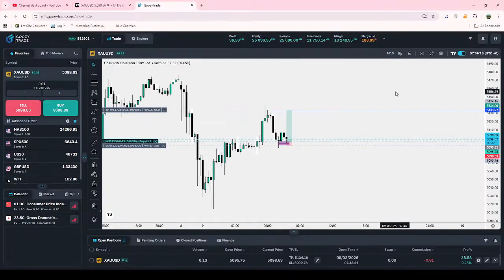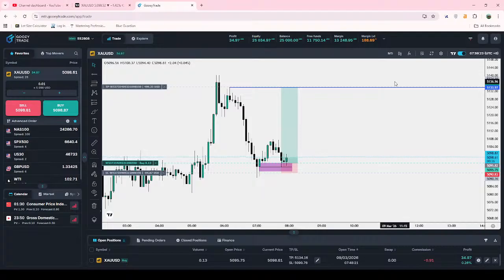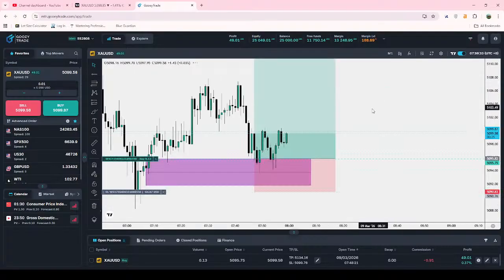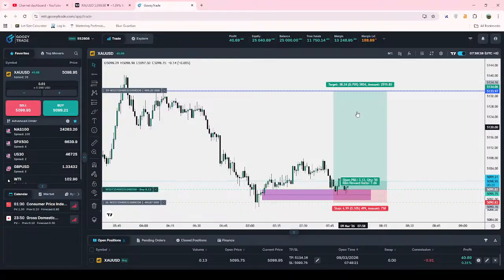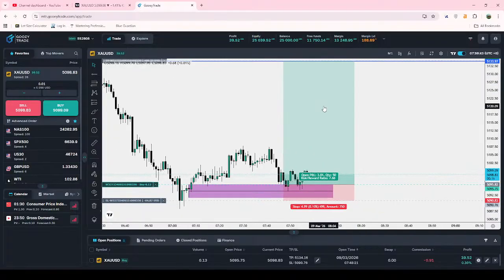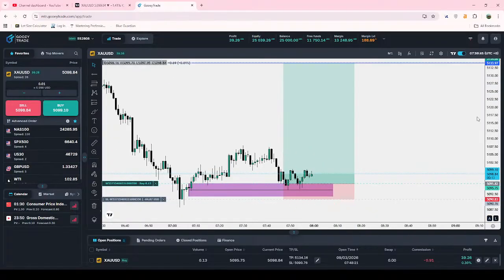Looking on the 15 minutes time frame, there has not yet been any kind of market structure shift. On 5 minutes time frame, there has been a market structure shift like here. On 1 minute time frame, we have completed a bearish cycle, and now we are trying for a bullish leg higher, and that is our trade.